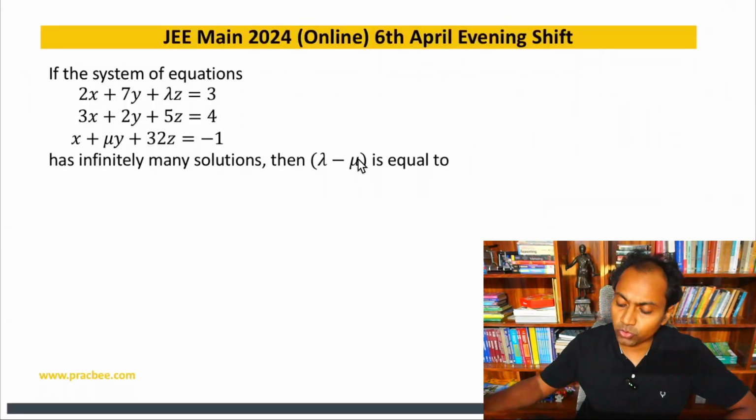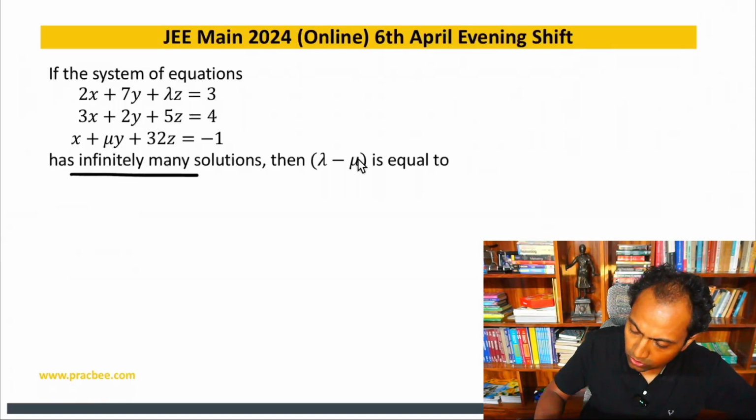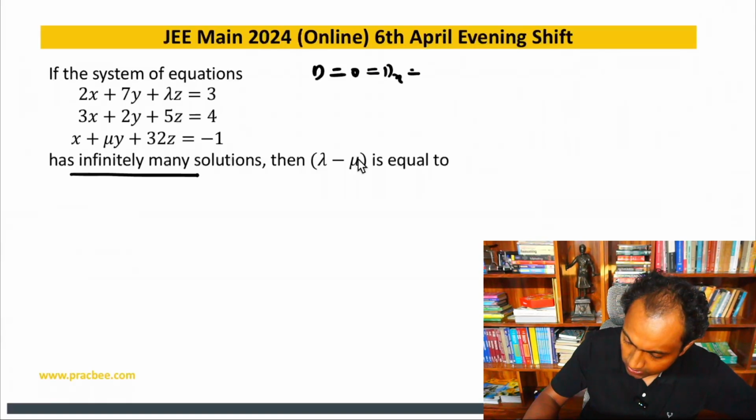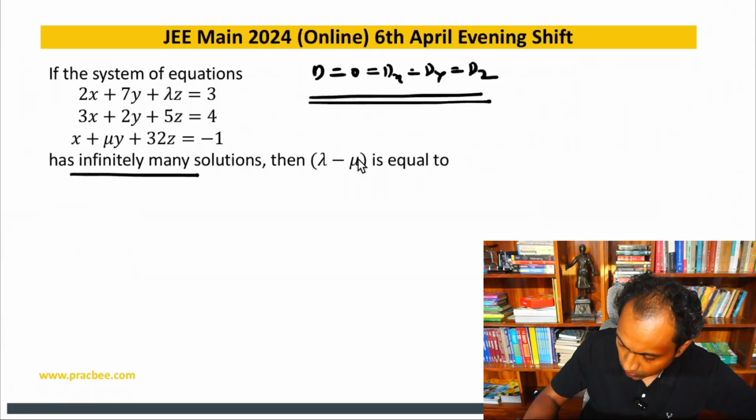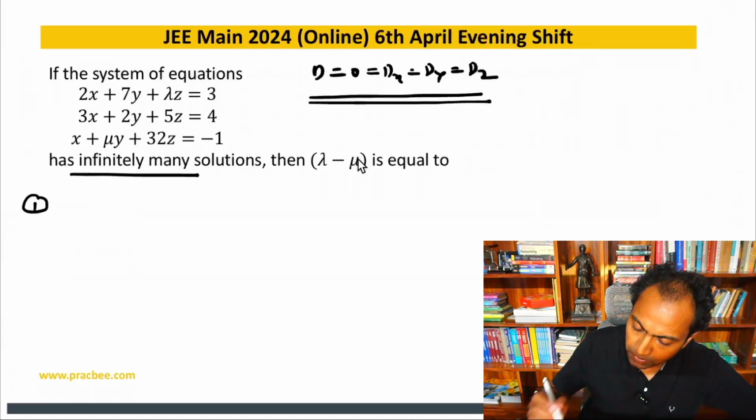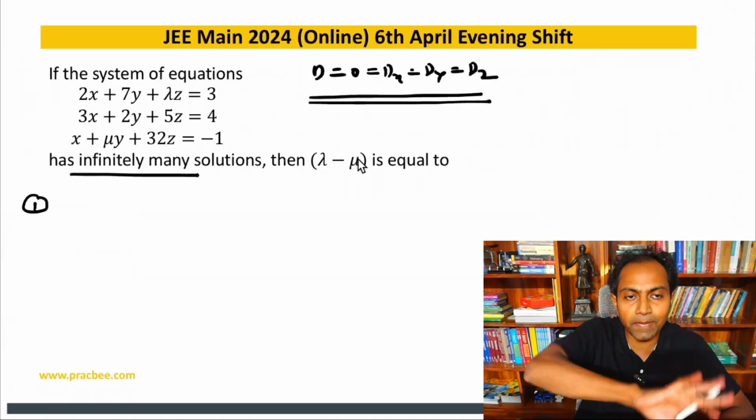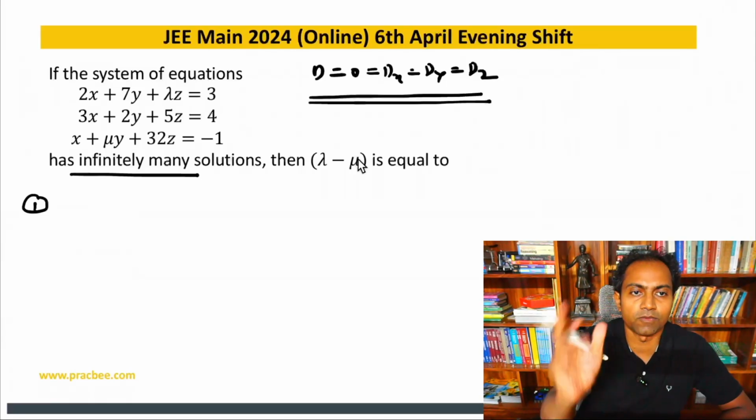If I look into this 2024 question, what they're saying is this has infinitely many solutions. That would mean d is equal to 0, so is dx, so is dy, and so is dz. All of them are equal to 0. Once you have this in place, it would be wise to choose determinants in such a manner that we find independent equations in mu and lambda to solve it faster.